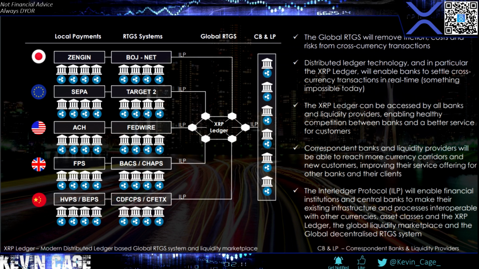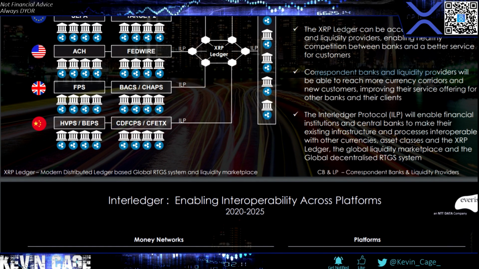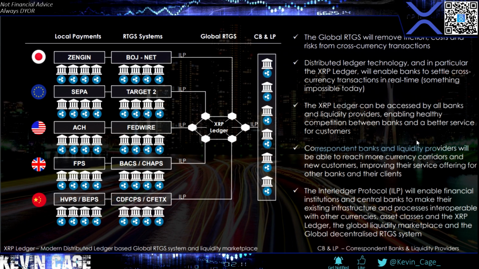Distributed ledger tech, in particular the XRP ledger, will enable banks to settle cross-currency transactions in real time, something impossible today. The ledger can be accessible by all banks and liquidity providers, enabling healthy competition between banks and a better service for customers. Talking about everything overall, guys, the information is right here in front of you. I don't see other digital assets doing this with a strong use case. I highly, highly recommend just looking over this document.